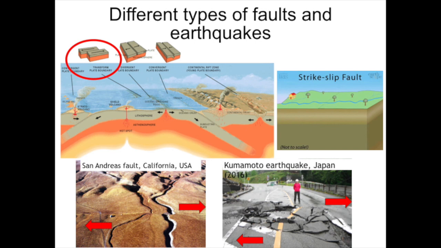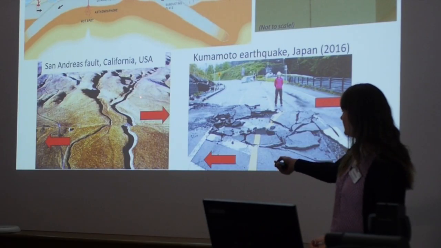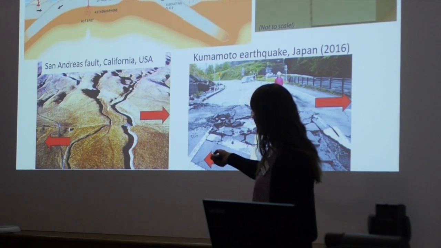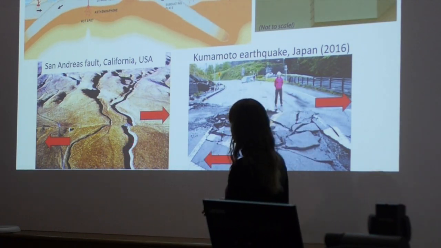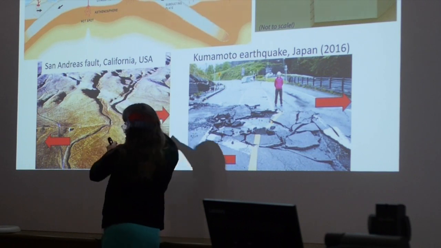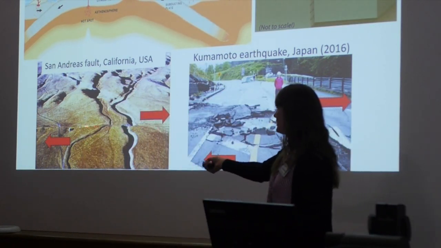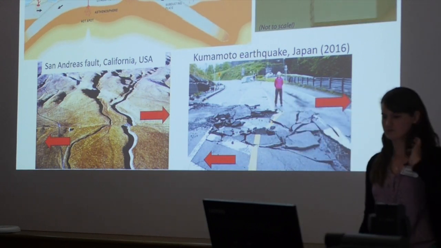And these are what they look like in the field. This over here is the San Andreas fault. Hopefully you can see that this is a river channel that's offset. Can you see that the river channel is being pulled apart? That's because this is the San Andreas fault that runs along there.